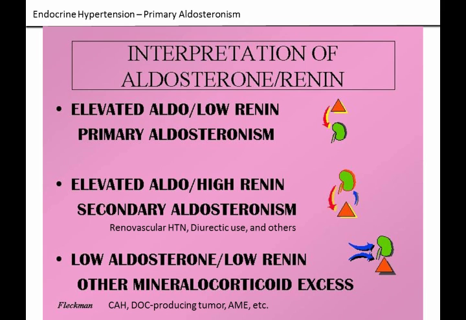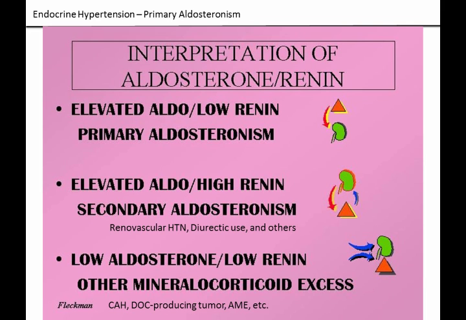But elevated aldo and low renin, and they're trying to depict that here by saying the aldosterone concentrations are suppressing the renin, is the disease we're about to talk about. Okay? But you may also get elevated aldos and high renins, and that is something that's pretty common.